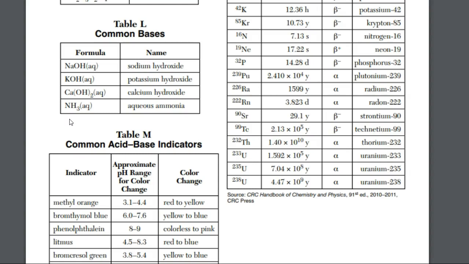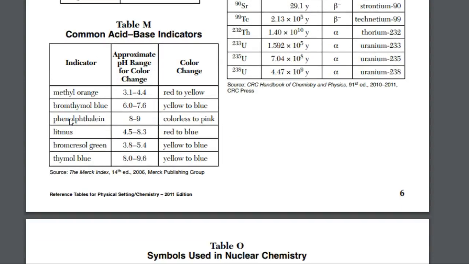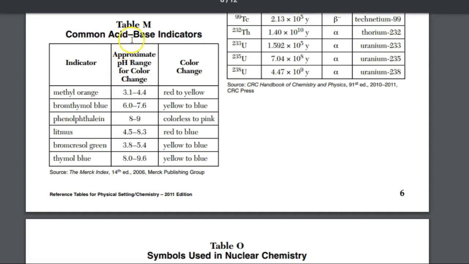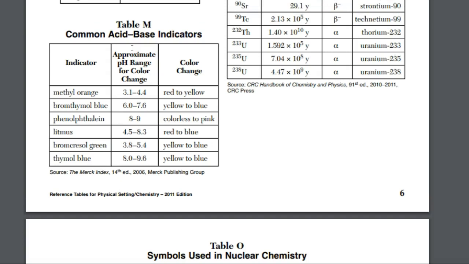And then finally, for anything with acid-base indicators, make sure you have reference table M open. This could be used for any range of pHs. You're going to use this table, and based on the pH of a solution, be able to determine the color. Now, notice in the middle column here, it says approximate pH range for color change.